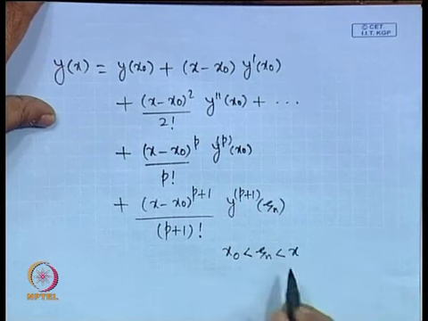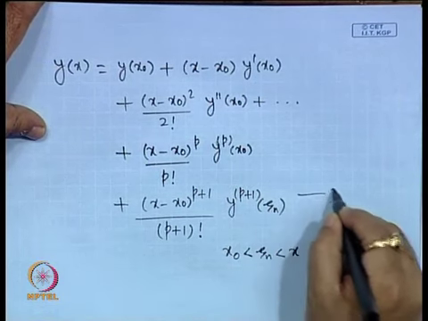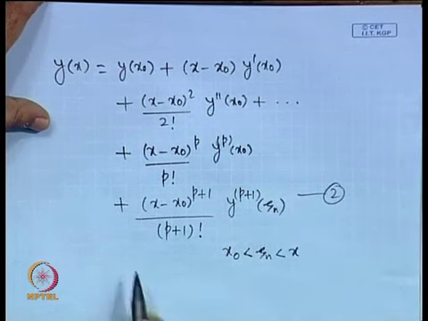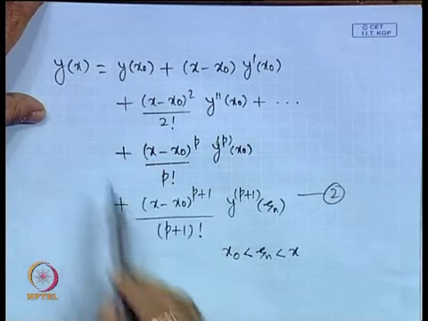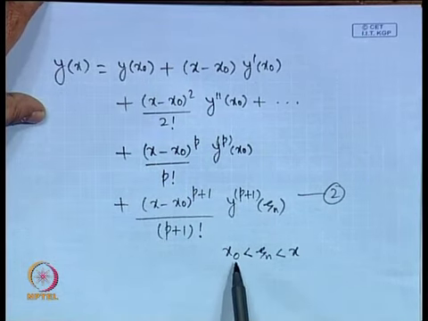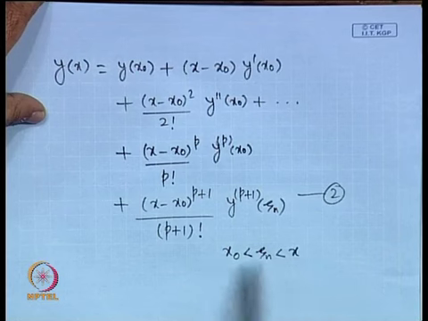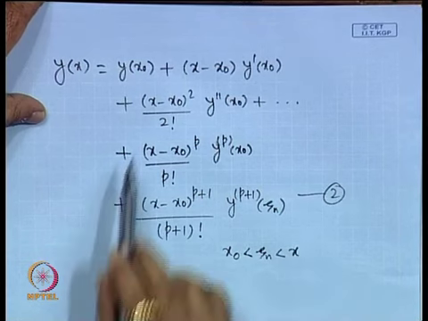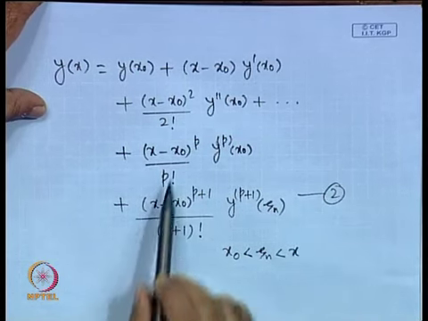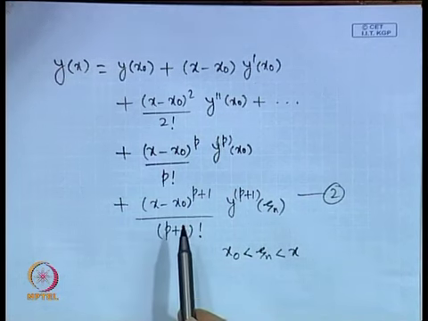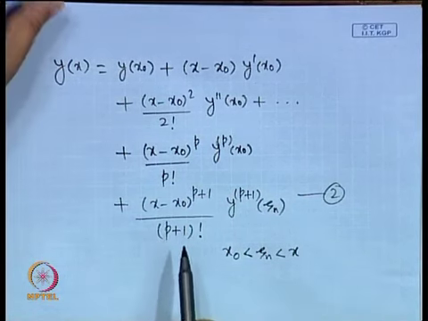Okay. So, this let us call 2. So, in case we are expanding around x n, then zeta n varies from x n to x. Okay. So, now this is a standard Taylor series expansion about x equals x naught. Okay.